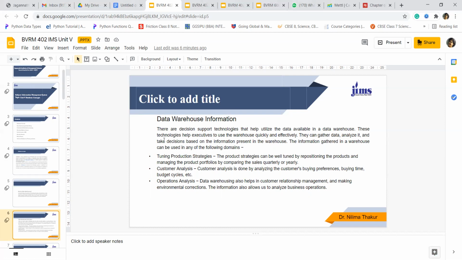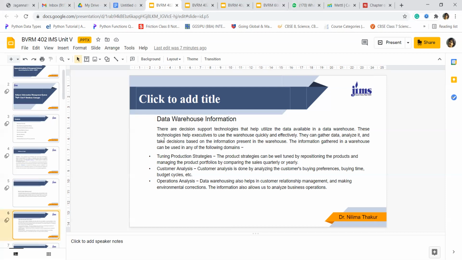First of all, tuning to the production strategies. Second, customer analysis. Third, operation analysis. So, production strategies can be well tuned by repositioning the products and managing the product portfolios by comparing the sales quarterly, half yearly, or yearly.